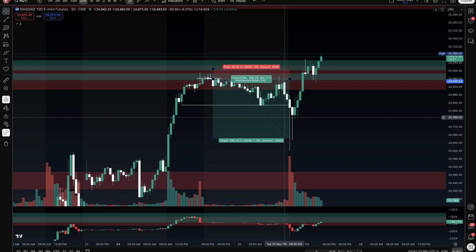And you just have to be very careful with your entries, making sure that everything is aligned and you're being safe.